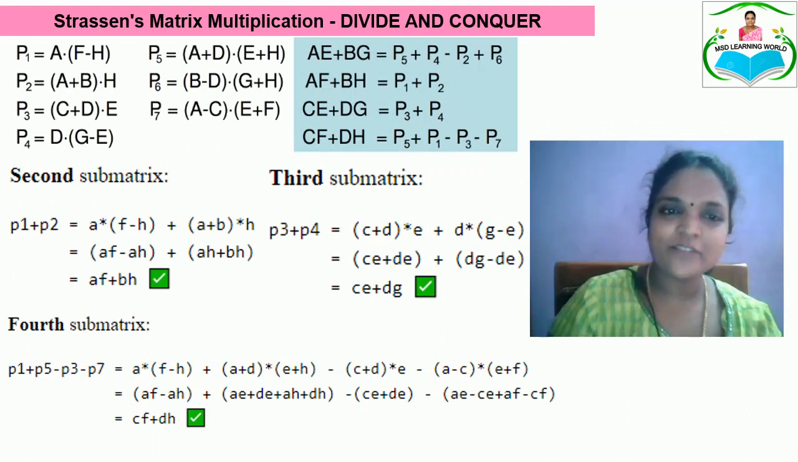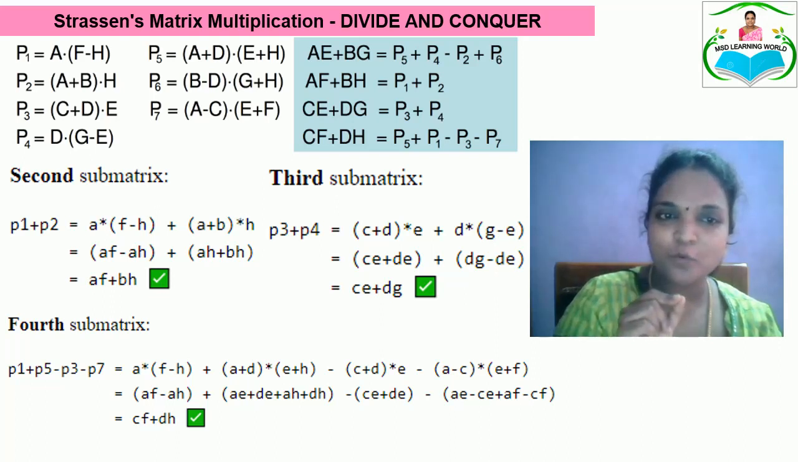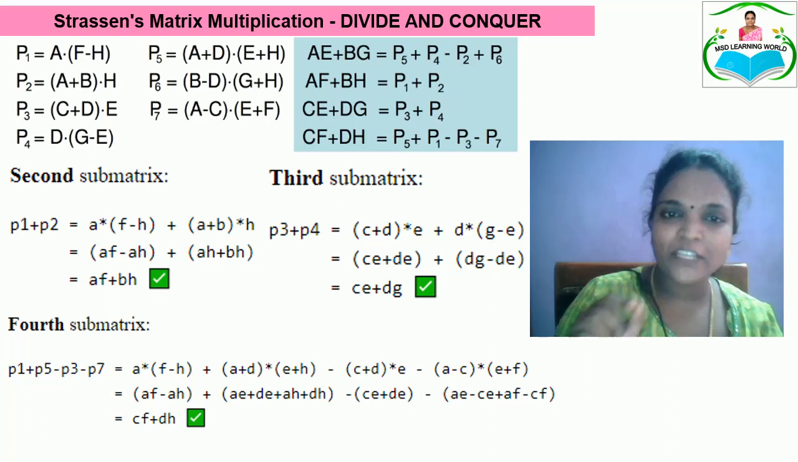Similarly, expanding the value AF plus BH, which is equal to P1 plus P2: P1 is A into (F minus H), and P2 is (A plus B) into H. When we expand, we are able to get the original value AF plus BH.